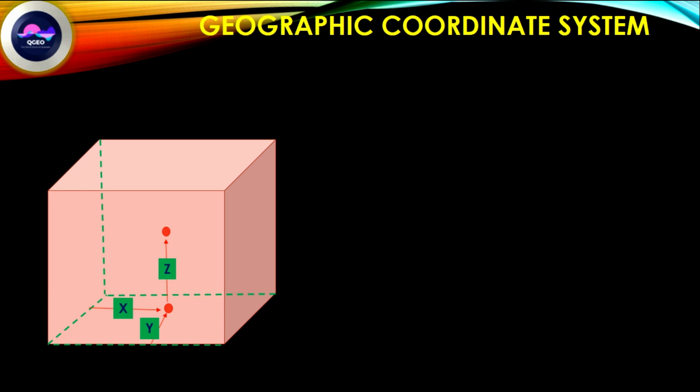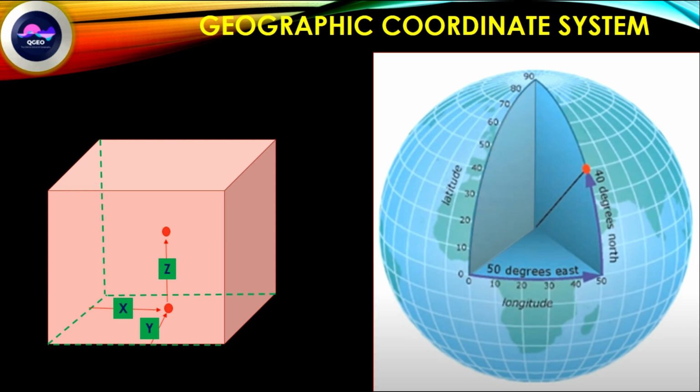In the spherical earth, a point A is 50° east from the central meridian plane and 40° north from the equatorial plane. So the location of point A is 50° east and 40° north on the spherical earth surface. But in case of points C and B, the z value may be considered, and here we use the datum.